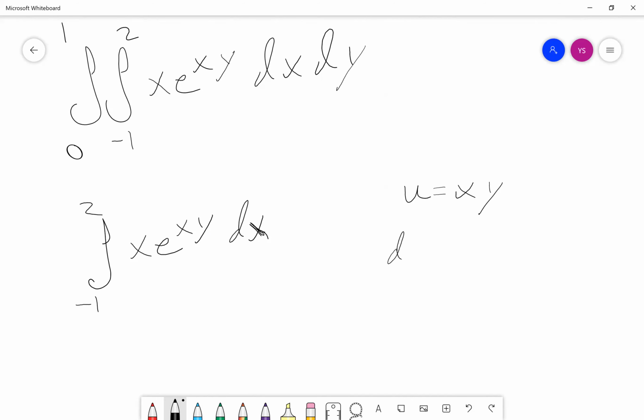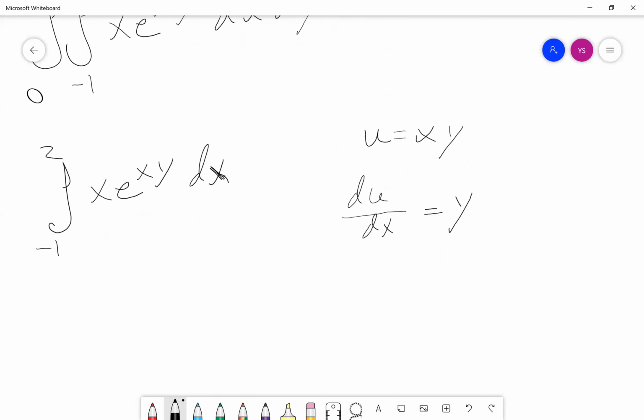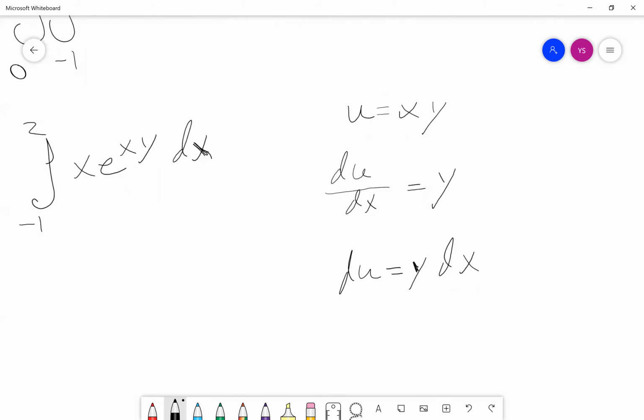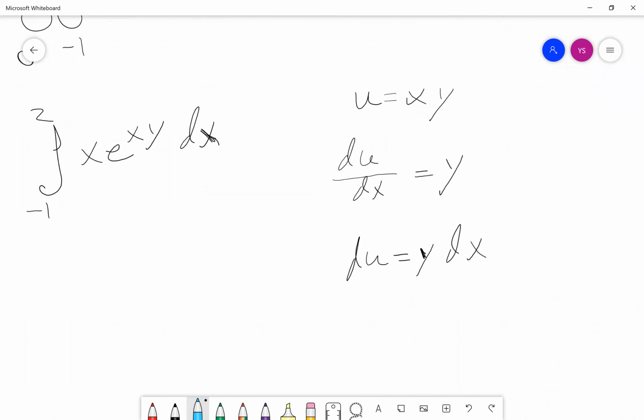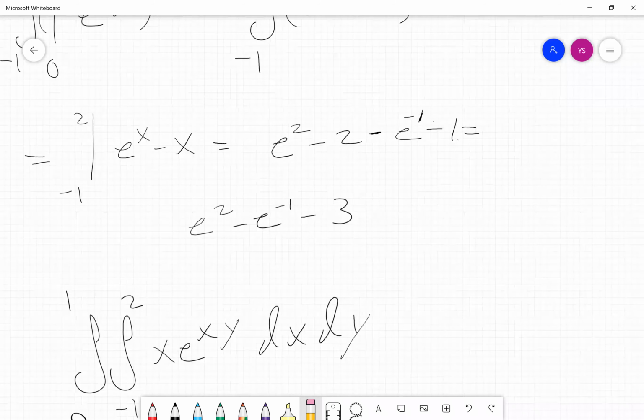And now du over dx is equal to y. So du is equal to y dx. But now we see, okay, so we have a y here, we have an x here. That's not exactly what we want. So instead, sorry, give me a second.